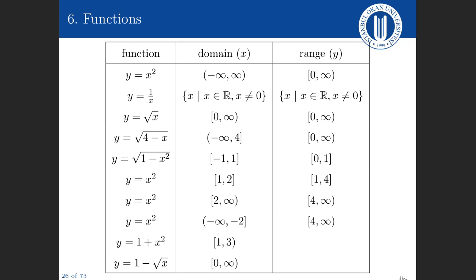And the final two examples: y equal to 1 plus x squared on the half open interval from 1 to 3, and y is equal to 1 minus the square root of x for x between 0 and infinity. I will pause for a moment.